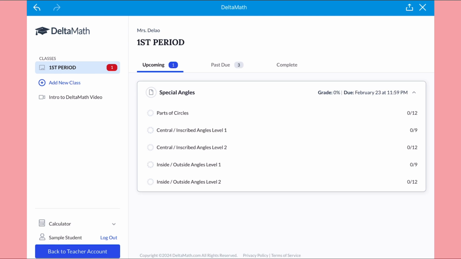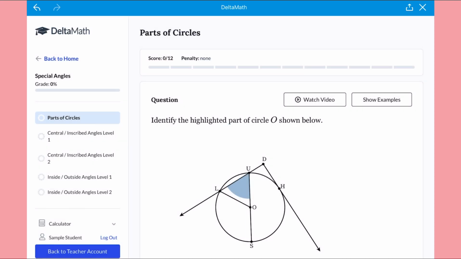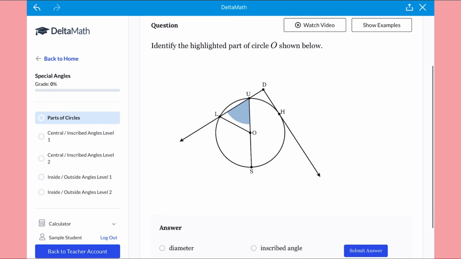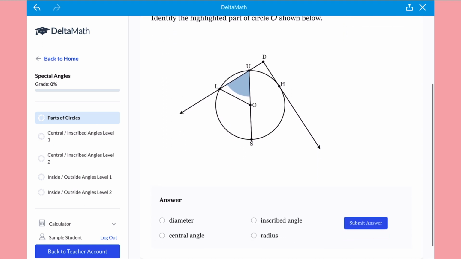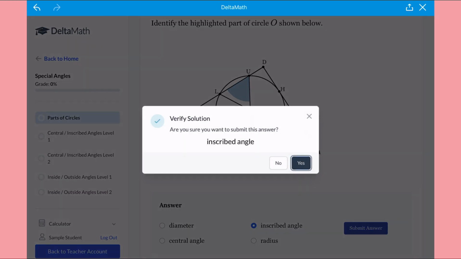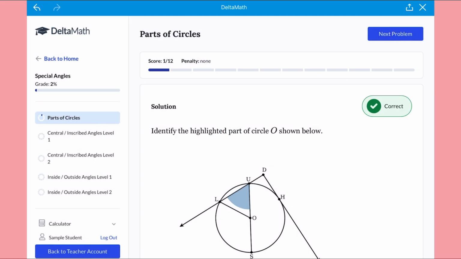And so for parts of circles, this is just vocab. So what we've already learned, identifying the highlighted part. So we have these options. Is it a diameter, a central angle, inscribed angle, or a radius? And this is an inscribed angle. Why is it inscribed? Where is my vertex for this angle? It's right here at U. So that's an inscribed angle. Okay.